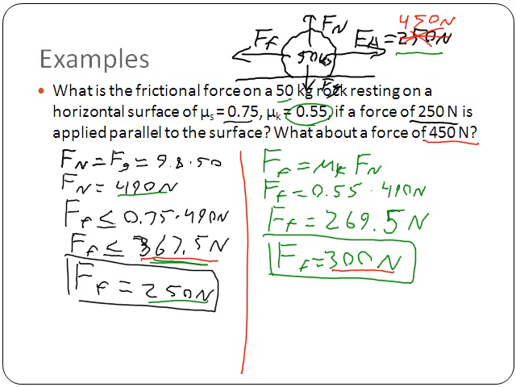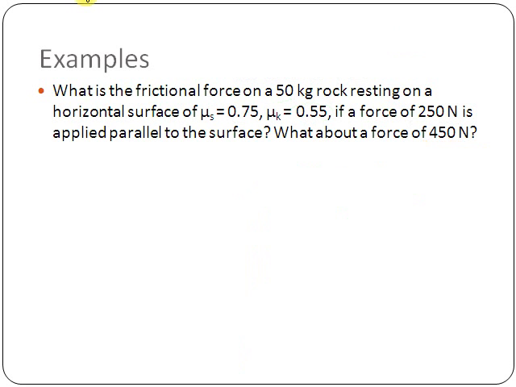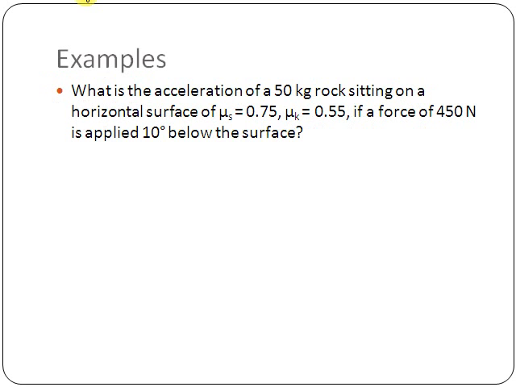Let's try another example. Let's add a little more complexity to this. Let's suppose that our applied force is not actually parallel to the surface. So now, same rock, but this time we're going to apply our 450 newton force 10 degrees below the surface. And so sketching out our rock again, here's our surface, here's our rock. Right here, the forces on the rock are going to be that we do have an applied force down this direction. I'm going to go ahead and draw in some nice components on this.